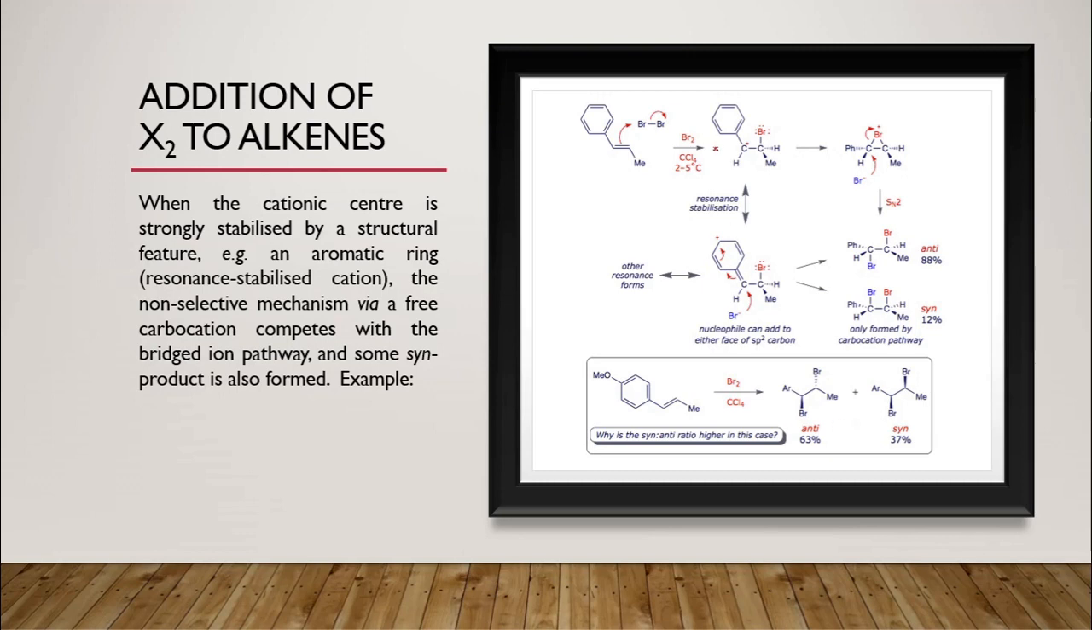When the cationic center is strongly stabilized by a structural feature, now in this case we have a molecule where the carbocation that is formed can be stabilized by resonance. The non-selective mechanism via a free carbocation always competes with the bridged ion pathway. Therefore, in this particular reaction, there is a possibility for the formation of a cyclic bromonium ion and also for the formation of a free carbocation, and therefore the reaction ends up with 88% anti-addition and 12% syn addition, which is formed by the carbocation pathway.